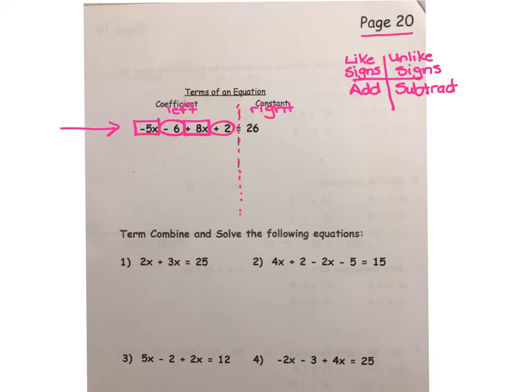When we term combine, we follow a simple set of rules. When you have like signs, you add your terms, such as this, a negative 5x combined with a negative 4x, or a loss of 4x. Both terms represent loss. We end up with a loss or negative 9x.